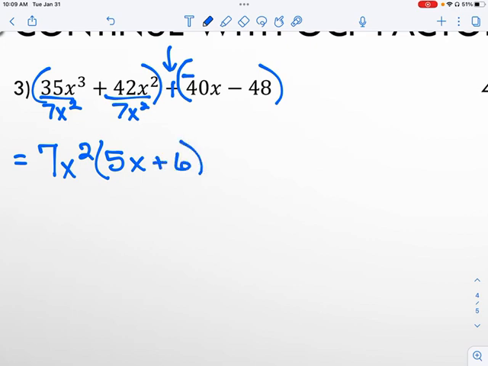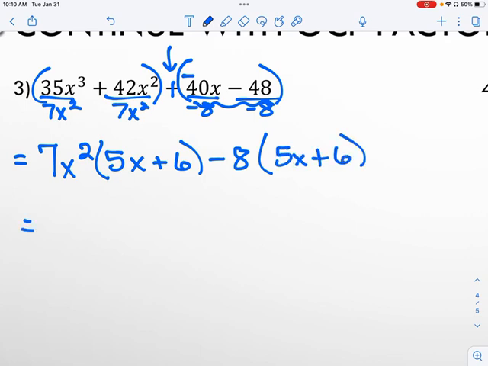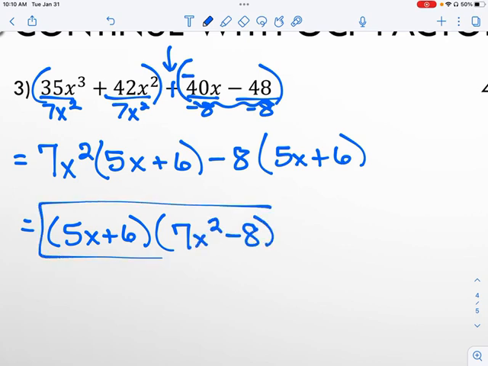Now, remember, we want this to look identical. So we want this grouping to turn into 5x plus 6. To do that, I would need to take out a negative 8. So when we divide this by a negative 8, we end up with 5x plus 6. Now we take that grouping, bring it down, and then we group the other part, 7x squared minus 8, and there would be our factor by grouping.